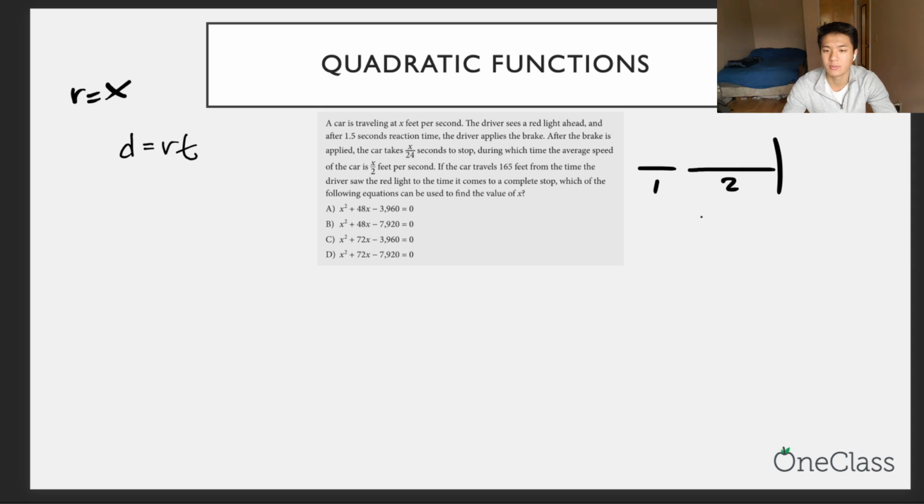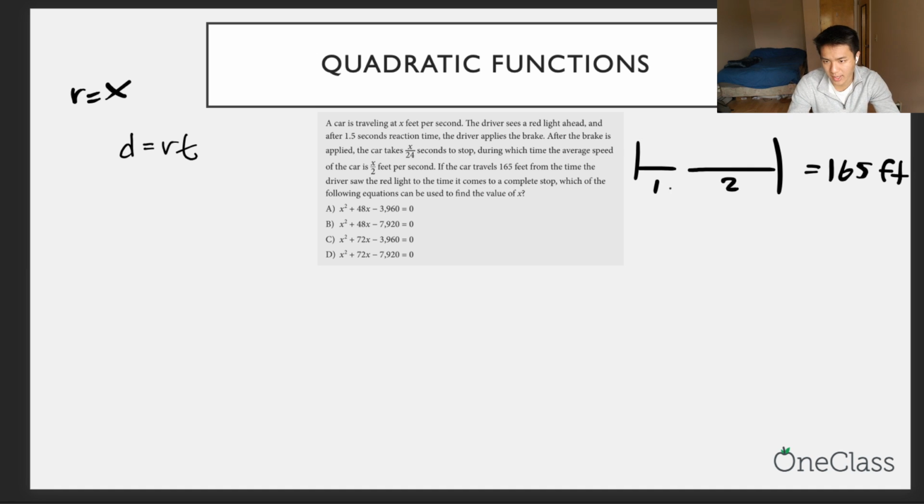And the reason we want to do this in terms of how far the car traveled is because in this last line, we're given this information that in total, between stages 1 and 2, the car traveled 165 feet from the time the driver saw the red light right here to the time it comes to a complete stop right here, right? So with that total distance in mind, if we can come up with the equations in the middle of this, then we can set that equal to 165, and that will give us the right answer. So this is equal to 165 feet.